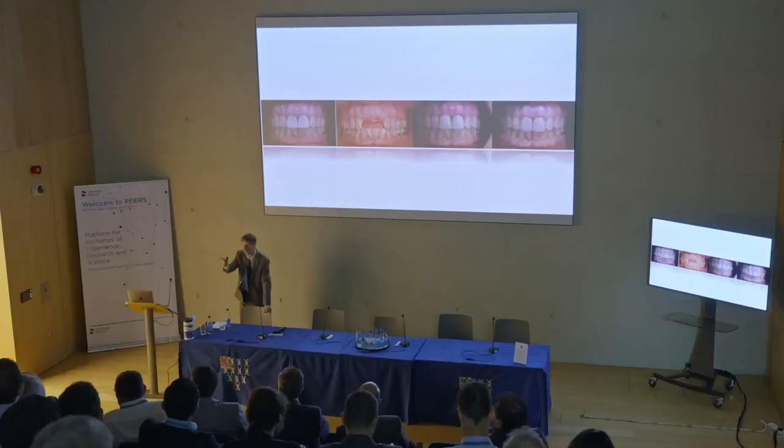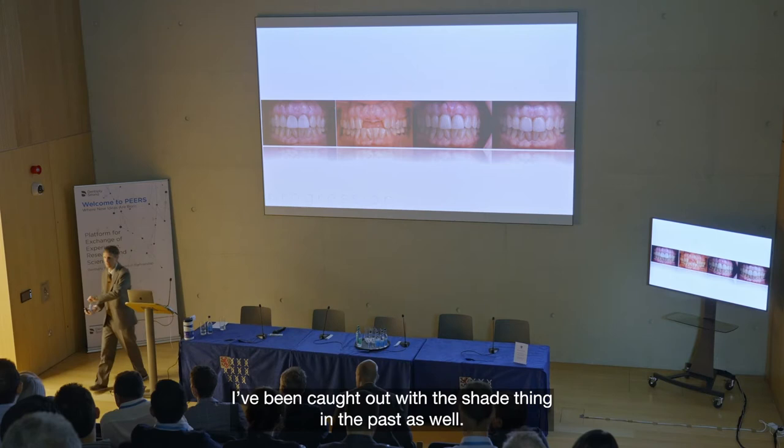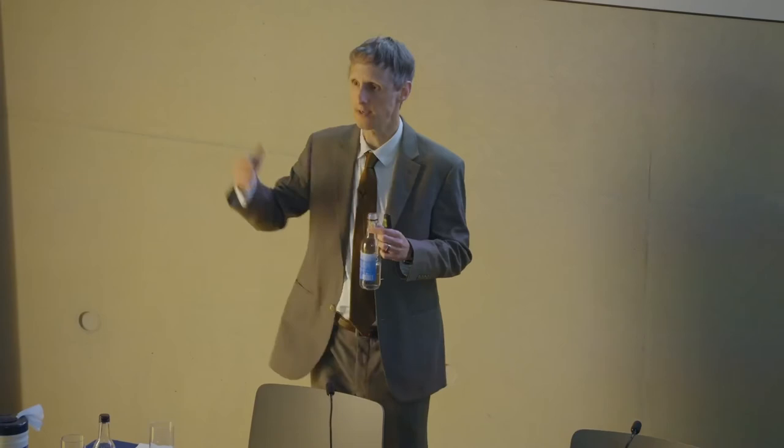Yeah. I've been caught out with the shaping in the past as well. What did the technician do differently? We just changed opacities. We used a pretty translucent zirconia on the first one, and we used much more opaque zirconia on the subsequent one. So we used two different opacities, and we changed the shade on the middle one just in case we were off, to increase the value. Was it the yttria comp?